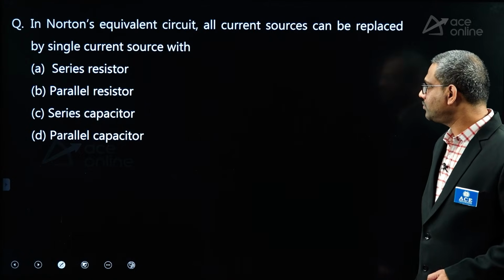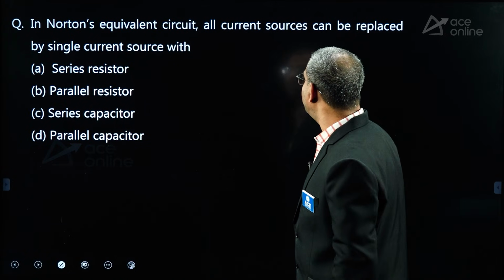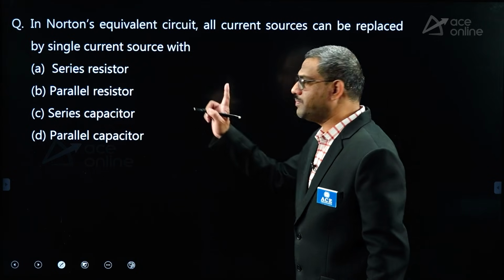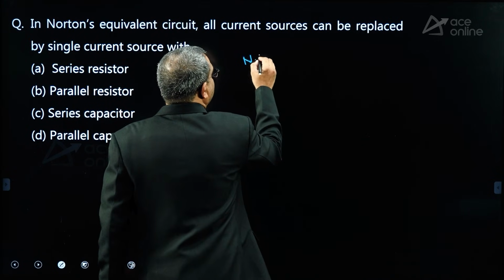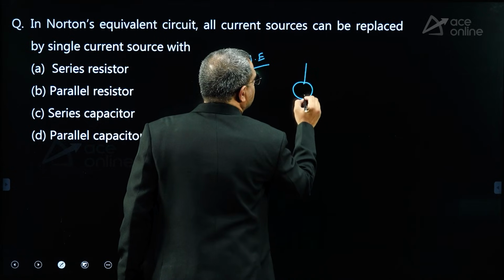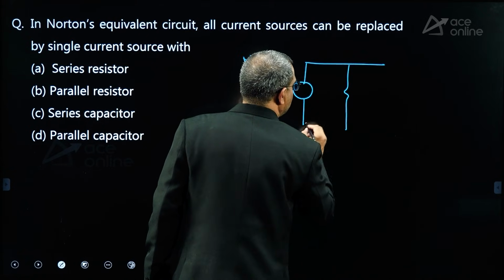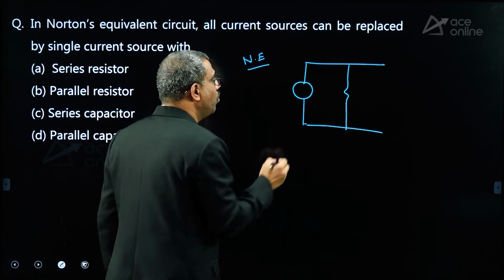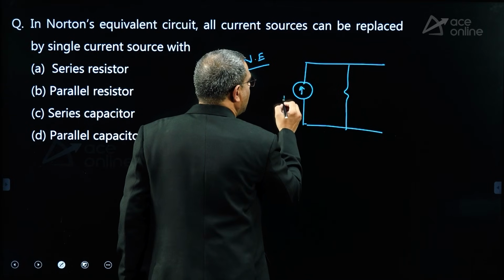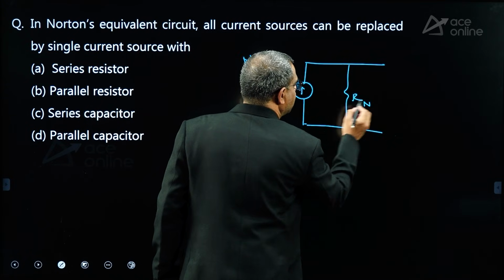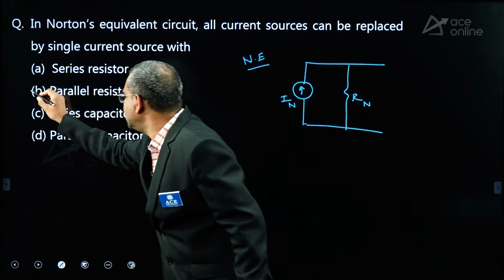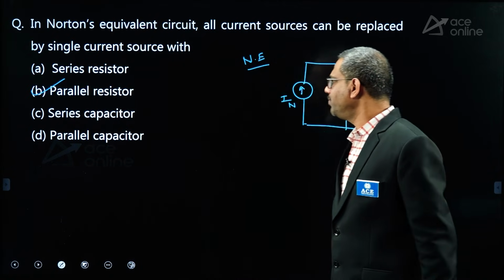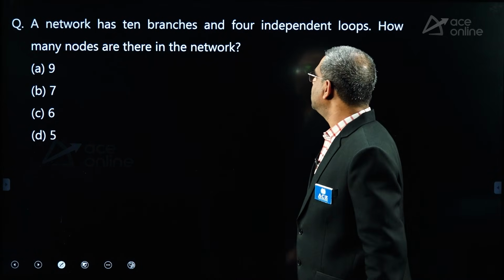Now, in Norton's equivalent circuit, all current sources can be replaced by a single current source in parallel with resistance, because Norton's equivalent consists of a current source in parallel with resistance. Thevenin's is what? Voltage source in series with resistance. Norton is current source in parallel with resistance. This is called Norton current. So current source in parallel with resistor is the answer. Simple.